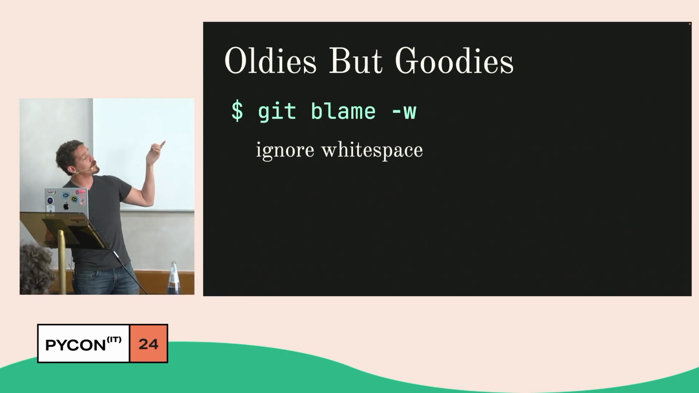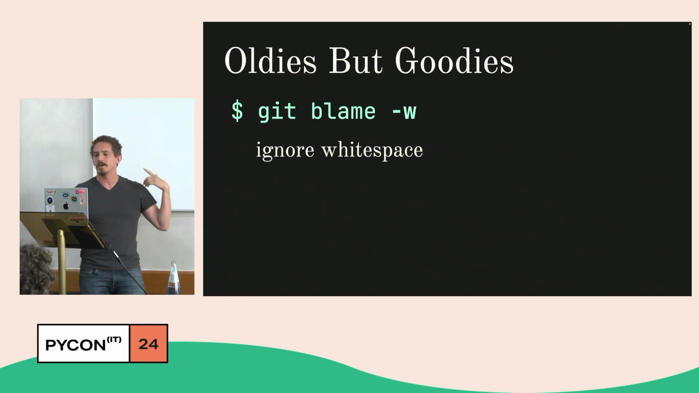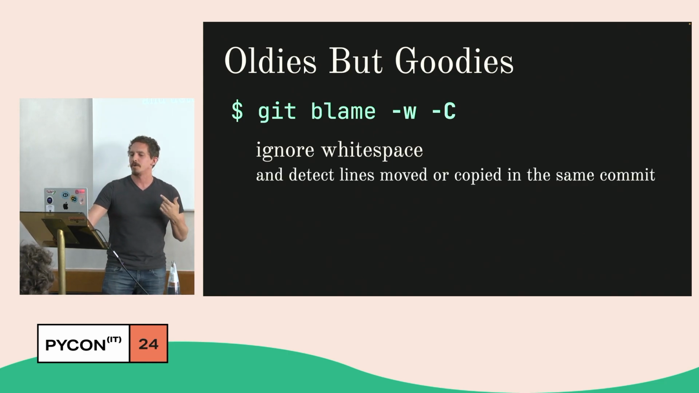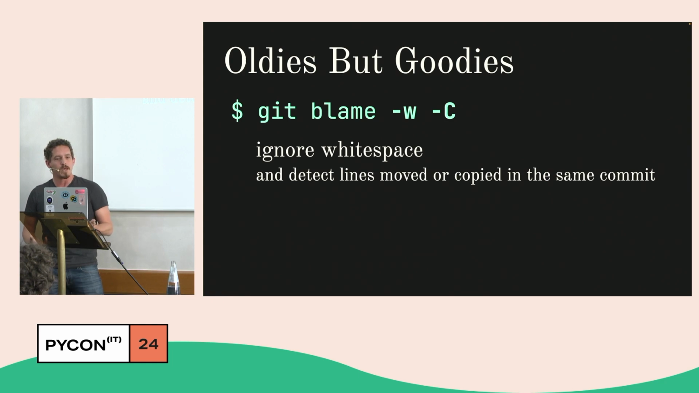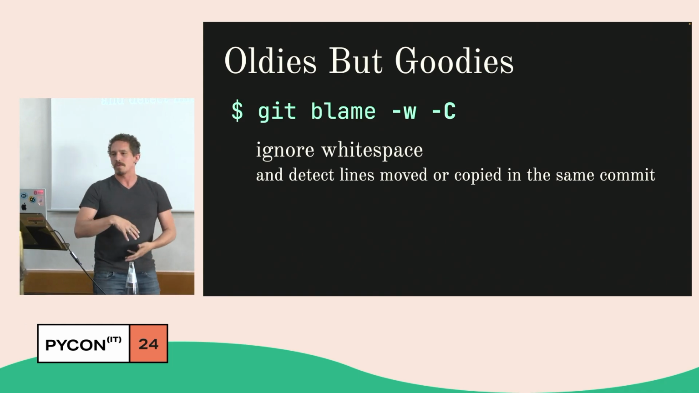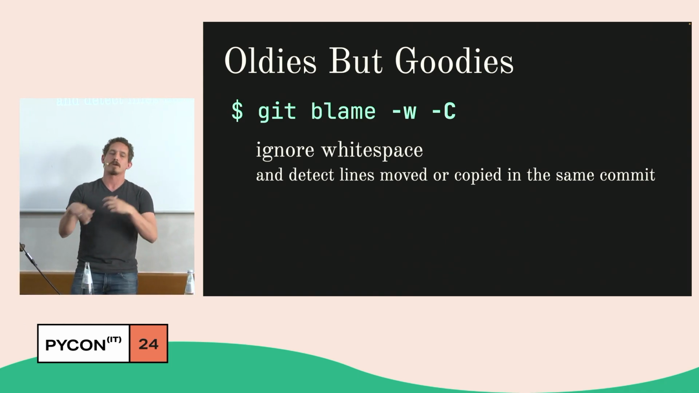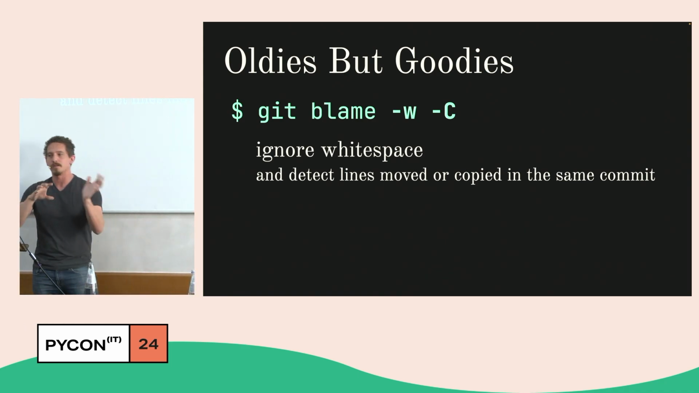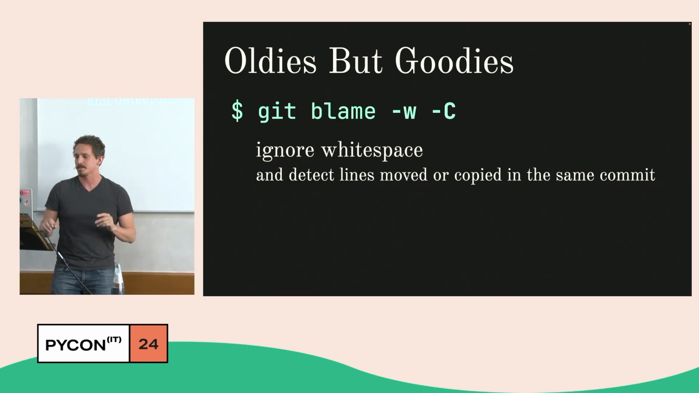But the other thing you can do is give blame a bunch of options. So one is -w, which is ignore white space, and then you can do -C, which detects lines that are moved or copied within the same commit. So if you move something and then commit it, it will ignore that movement, right, and just kind of go back to whatever it sees the movement of the file. So it's kind of nice.